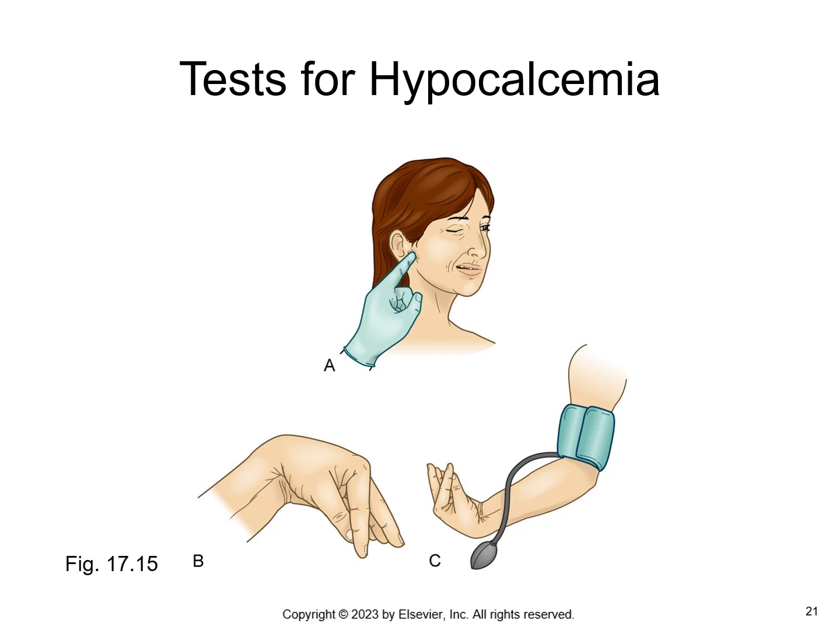This is a picture of testing for a low calcium level using the Chvostek sign, which is demonstrated in picture A, which is a contraction of facial muscles in response to a light tap on the facial nerve in front of the ear. B demonstrates the Trousseau sign, which is a carpal spasm induced by inflating a blood pressure cuff above the systolic pressure for a few minutes.